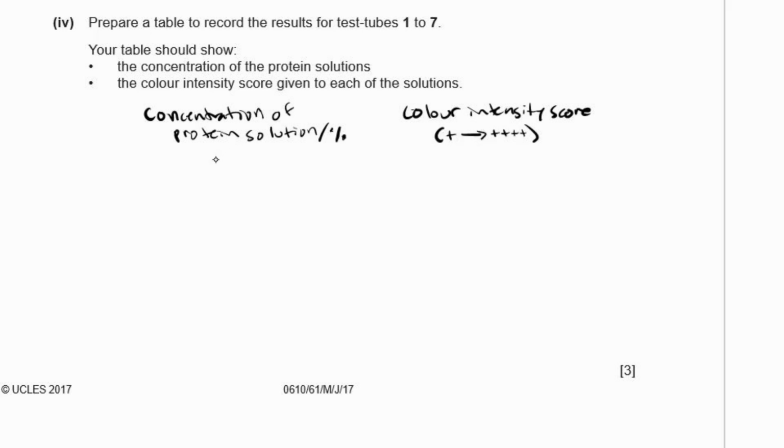Okay, I'm just going to write in the numbers here. So this is 0.00, 0.05, 0.10, 0.20, 0.40, 0.60, and 0.80. Now I will draw in the cells, and then I'll fill in the color intensity score afterwards.